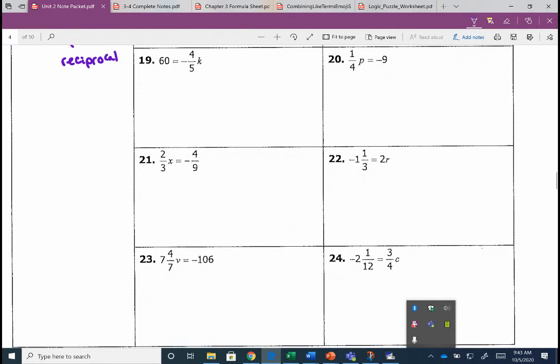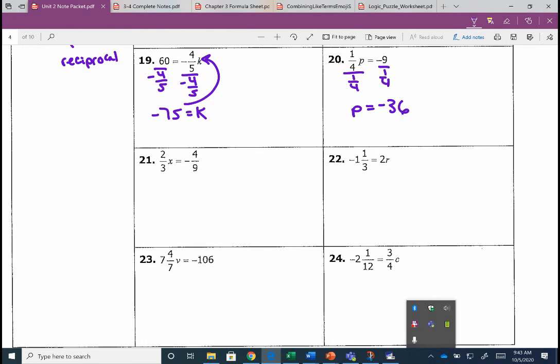In number 19, we're going to divide by negative 4/5. So 60 divided by negative 4/5. We get negative 75 equals our K. And again, you can put that back in and check. In number 20, we divide by 1/4. So P equals negative 36. In number 21, we divide by 2/3. So our X equals, it ends up being a negative 2/3.